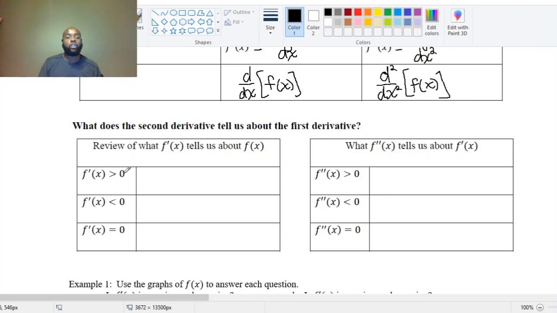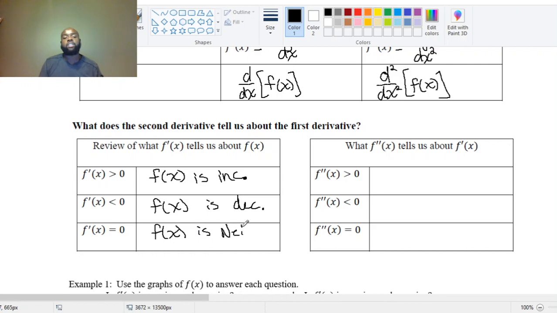We said that when our first derivative was greater than 0, then our function is increasing. When it was less than 0 or negative, then our function is decreasing. And when it's equal to 0, our function is neither increasing nor decreasing, right? And so this is what the derivative of f told us about f. That's always the relationship between a function and its derivative. And so we can translate that to be the relationship between the second derivative.